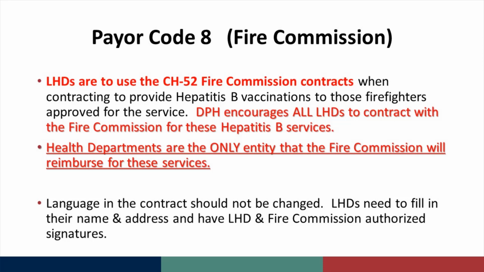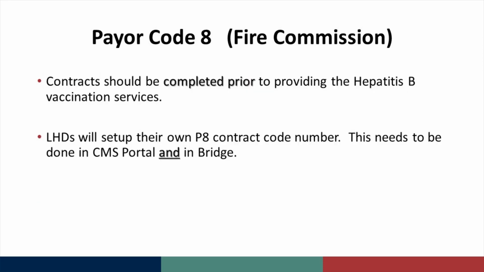Local health departments need to fill in their name and address and have local health department and Fire Commission authorized signatures. Contracts should be completed prior to providing the hepatitis B vaccination services. Local health departments will set up their own P8 contract code number. This needs to be done in both the CMS portal and bridge systems.